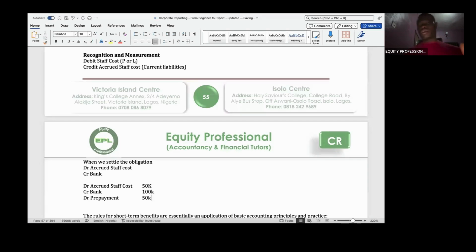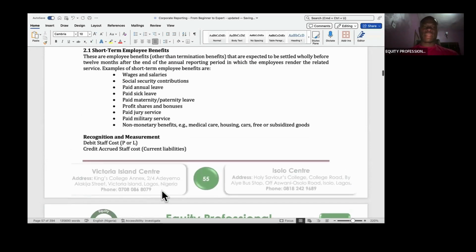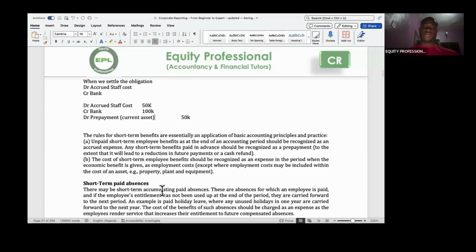So if ICAN is going to ask you this, it is around understanding that if you are owing, that will be an accrual. If you pay in advance or you overpay, that would be a prepayment. Okay, and this prepayment would come under current assets. It will show under current assets. Now, that's short-term benefits.